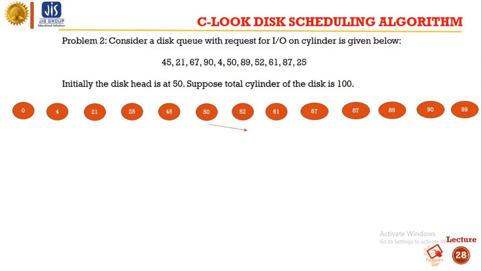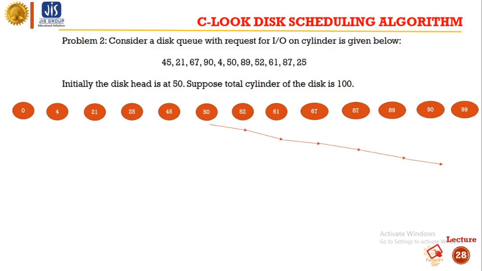Now we will move from 50 to 52. Okay, we can move in the other direction also, but we have chosen to move to the right hand side. Okay, so from 52 we'll move to 61. From 61 we'll move to 67. From 67 we'll move to 87. From 87 we'll move to 89. From 89 we'll move to 99.